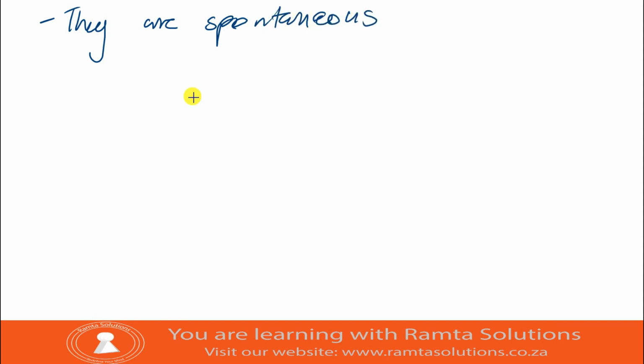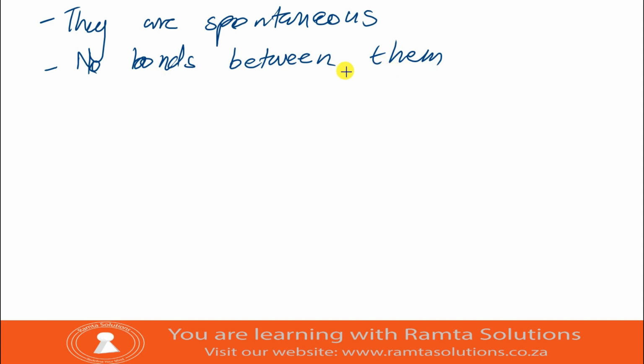Why? Because there are no bonds between them. There are no bonds between them, right? And since there are no bonds between them, what does it mean?